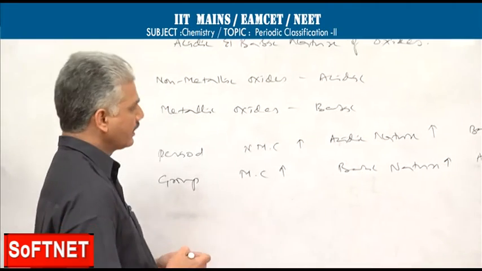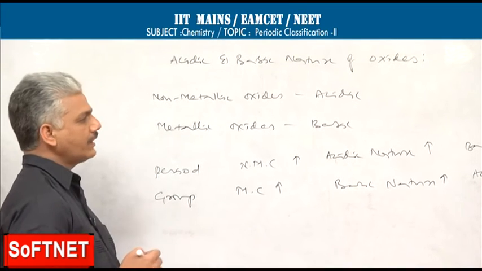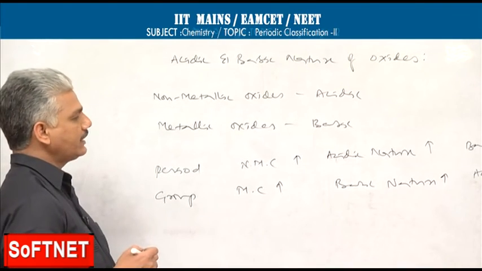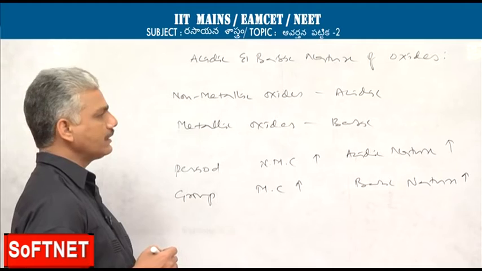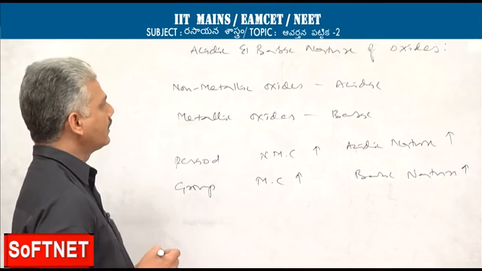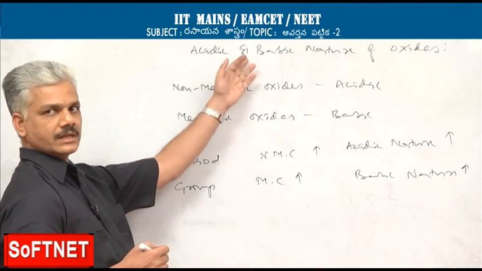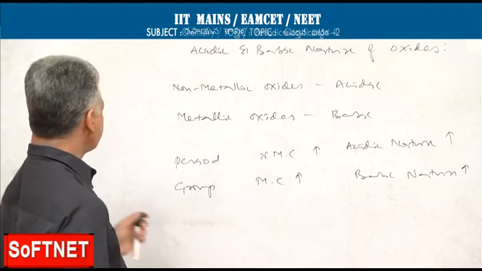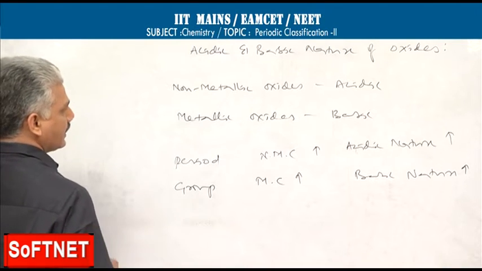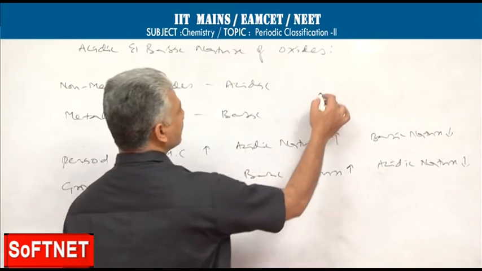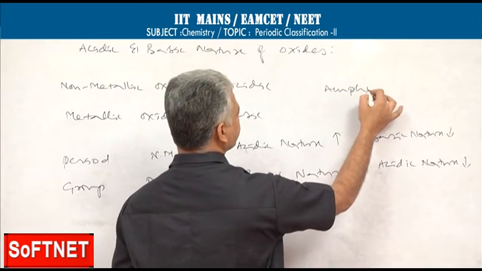However, as we move along a period, somewhere in between we come across peculiar compounds which behave both as acids as well as bases. Such substances are called amphoteric oxides.